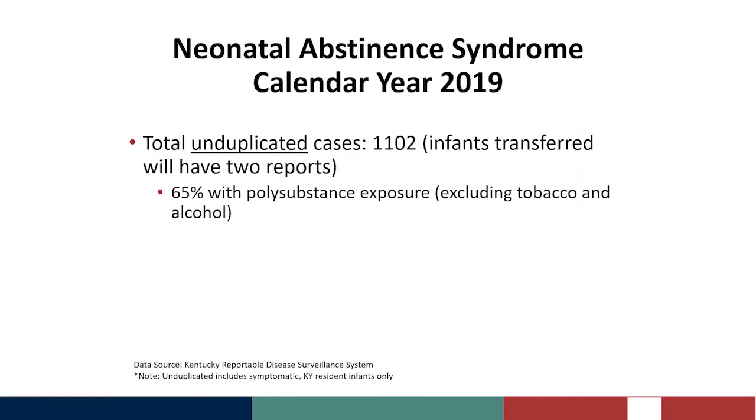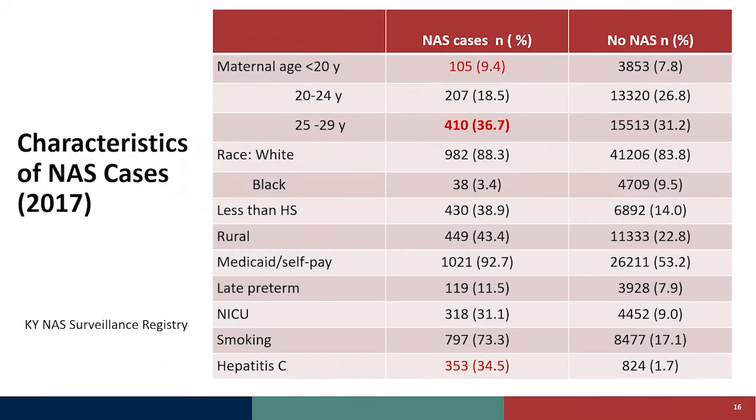In 2019, we have 1,102 infants reported in our NAS registry, and 65% with polysubstance exposure, excluding tobacco and alcohol. If we look at these cases, what we find is that the mothers are either very young, less than 20 years of age, or between 25 and 29 years of age. They're primarily white, with a high percentage with less than high school education. Almost half of these mothers are in rural areas, and 92.7% are on Medicaid or self-pay. 11% are born late preterm, and a third of them require NICU admissions.